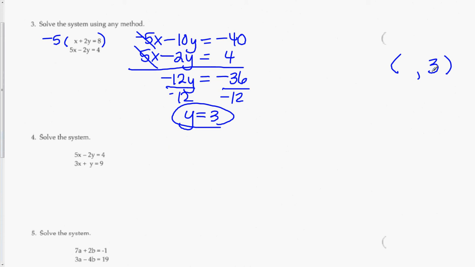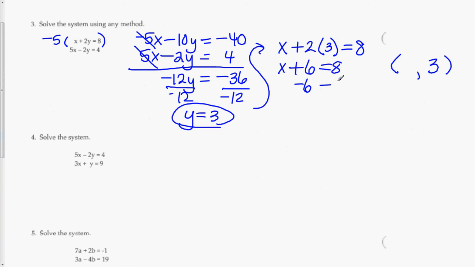And then the top equation just looks easier to me. You can use either equation to figure out what x is going to be, but I'm just going to use the top one. x plus 2 times 3 equals 8. I'm using the 3 because I just found that out for y. So x plus 6 equals 8. Subtract 6 from both sides. So x equals 2. So 2 goes in for my x. And there's my ordered pair answer.